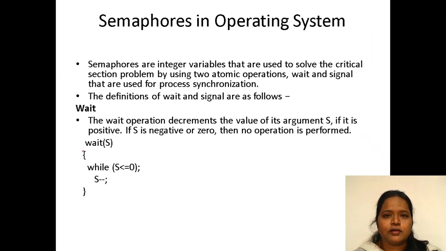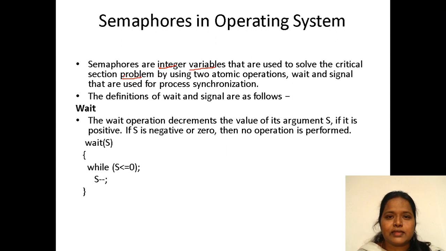Fine. So here we will have the semaphore in an operating system. What do we mean by a semaphore? Semaphores are integer variables that are used to solve the critical section problem. We have discussed the critical section: only one process should be allowed to execute in the critical section. We can solve this by making use of semaphores or by making use of monitors. But today we will discuss the semaphore.